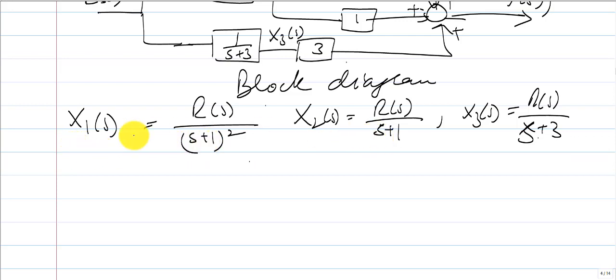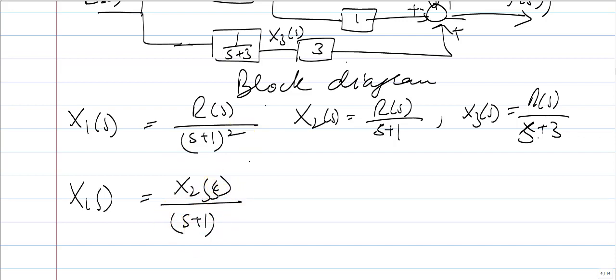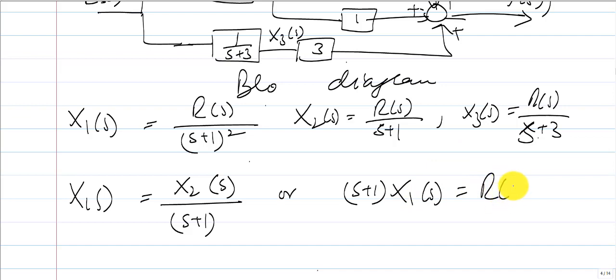So from these two equations we can write X1 of s is equal to X2 of s over s plus 1. Okay, I think it's quite easy to understand this step. So R of s over s plus 1 is X2, so that's why we have written it here. Or we can write it as s plus 1 into X1 of s, which is equal to R of s.